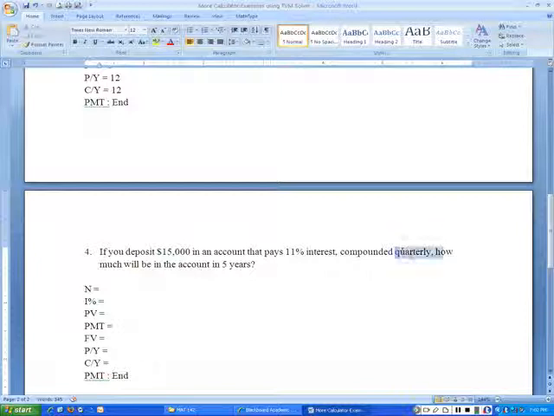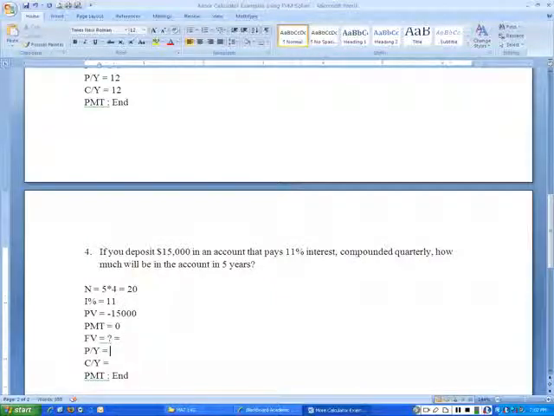So if we look, we are compounding quarterly, and it's for 5 years. So that would be 5 years times 4 quarters, which gives us a total of 20 periods. Our interest rate is 11%. Our present value, we are depositing $15,000, so that means we are paying out $15,000 to an account. Our payments, we're actually making no payments at all, so that would be 0. It's just a one-time value that's going in. Our future value is what we want to know.